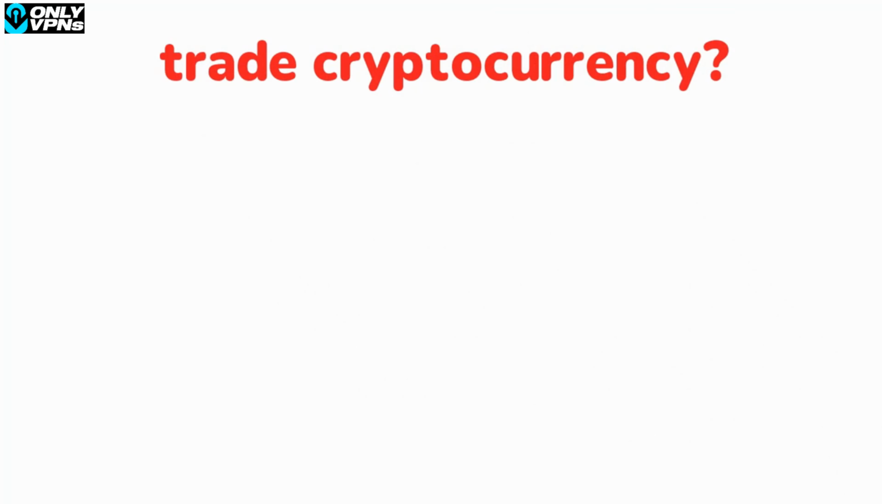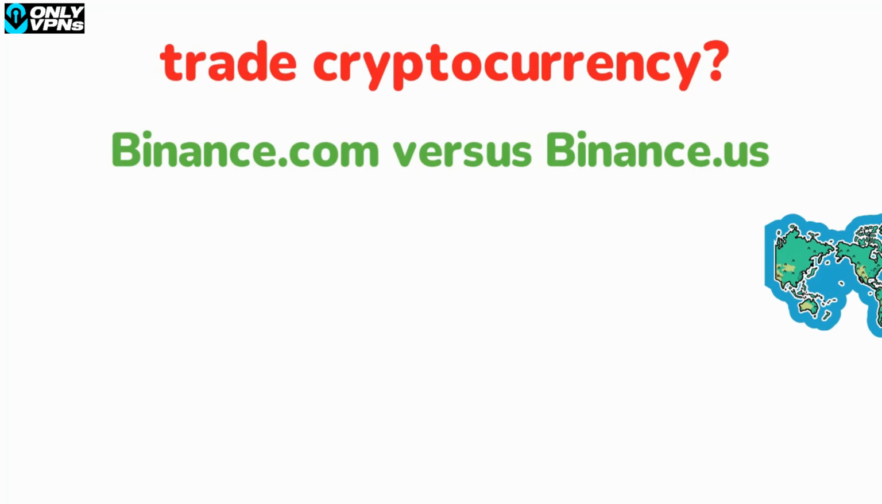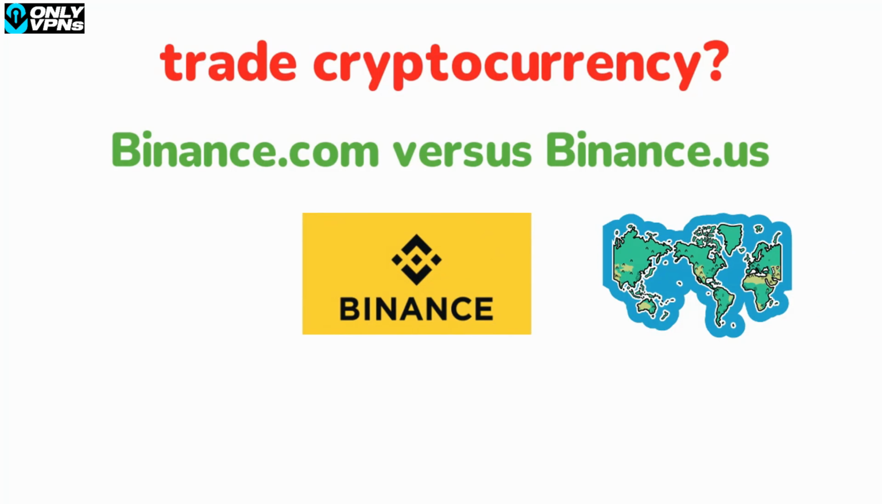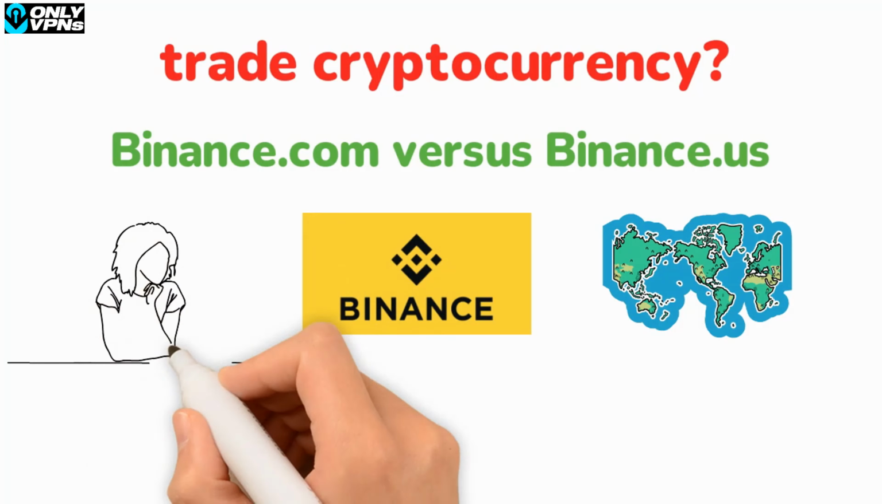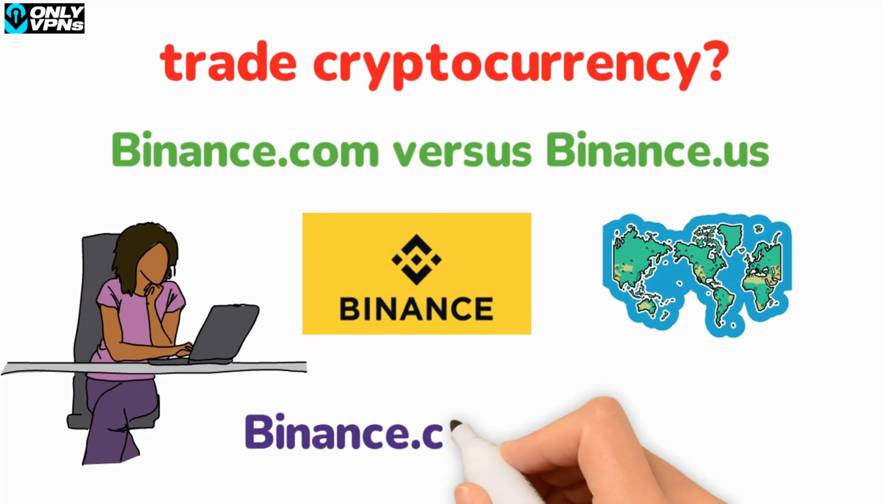But there's a problem. Binance.com versus Binance.us has more trade options and more cryptocurrencies available, while other countries have no access to Binance at all. If you want to trade in full, you will have to resort to accessing Binance with a VPN from a different country. Fair to notice that not every VPN for Binance will work. You absolutely need to make sure you are choosing a proper Binance.com VPN.